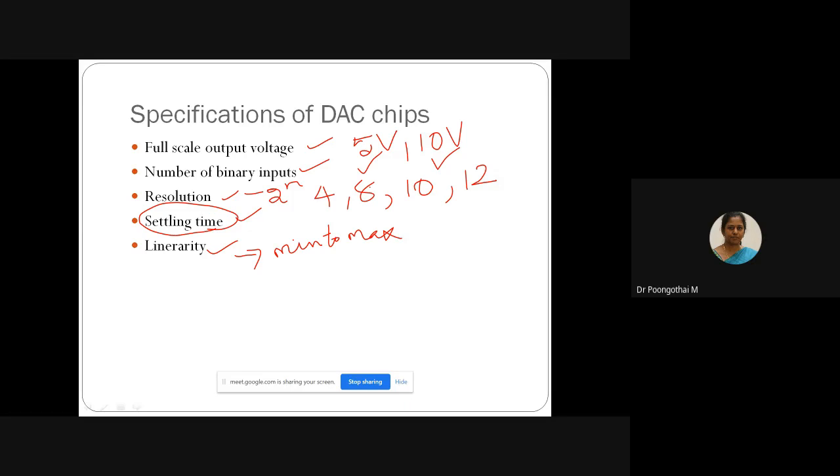So your full scale output can be either 5 volts or 10 volts, and the number of binary inputs depends on your digital inputs, and your resolution is equal to 2 power n. Here we are using an 8-bit DAC, so 2 power 8, we can have 256 analog discrete voltage levels. And also we can give 8 digital inputs to the DAC chip.